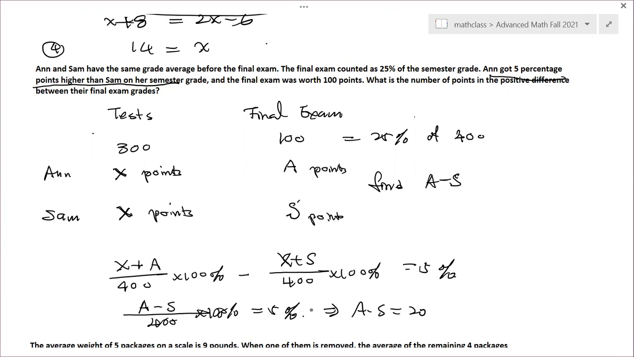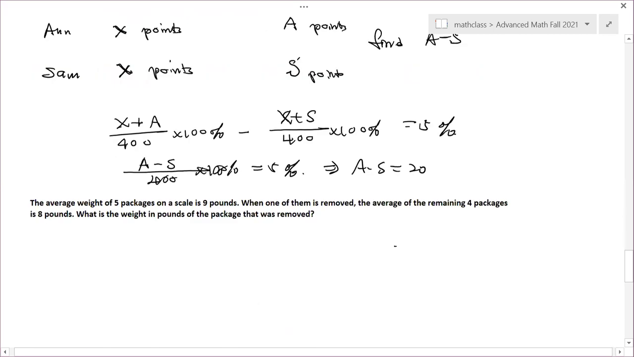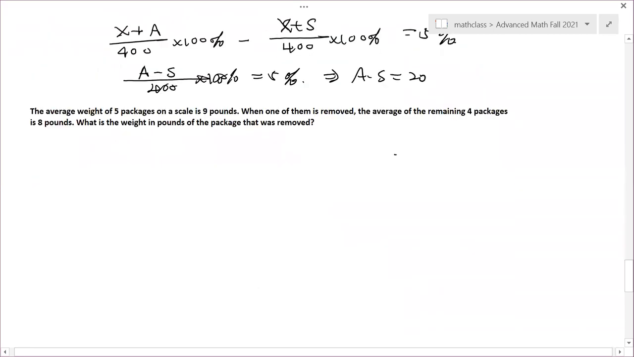You don't know the exact value of how many points N got on the final exam, or how many points Sam got on the final exam, but you still get the difference. But this is a little bit complicated. You have to write it down clearly in order to understand the problem. The remaining problems may be very natural.